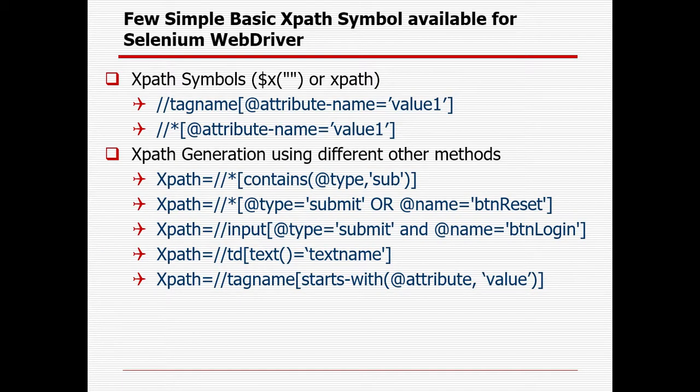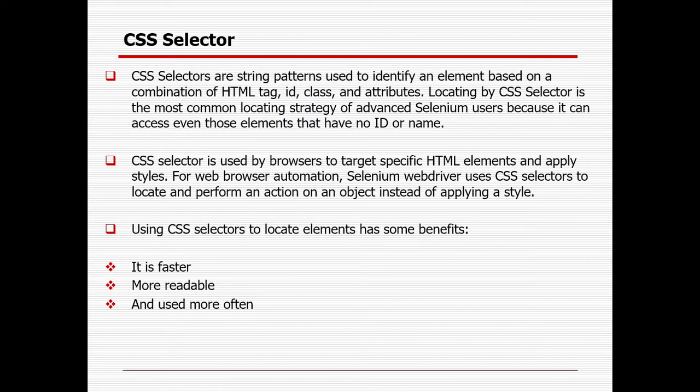So these are the different ways of creating the XPath and how you can validate it. In the console, you need to press $X and enter the XPath. Then you can validate whether the XPath creation is successful or not, right? Then next is the CSS selector.